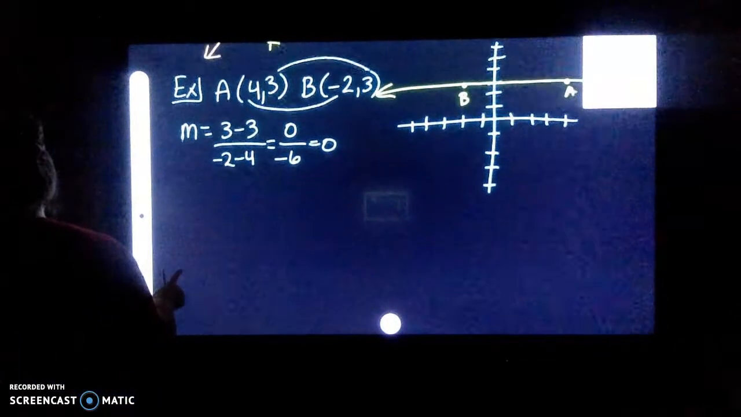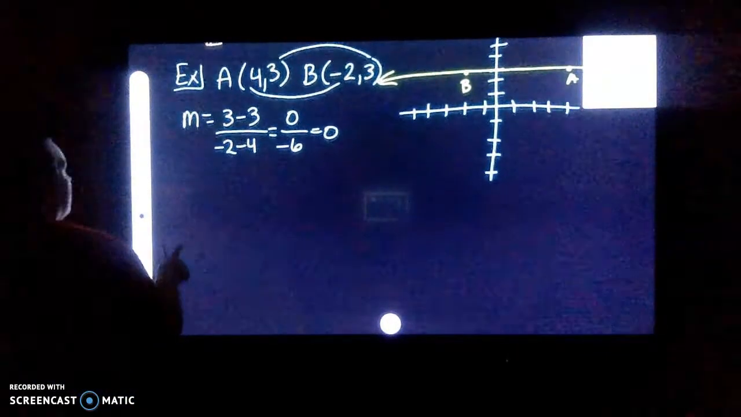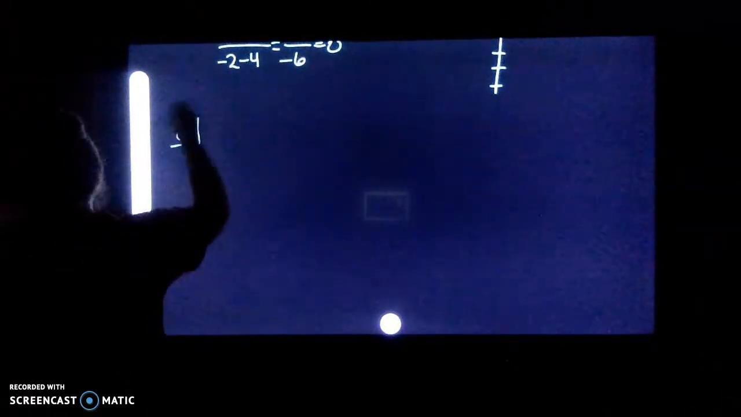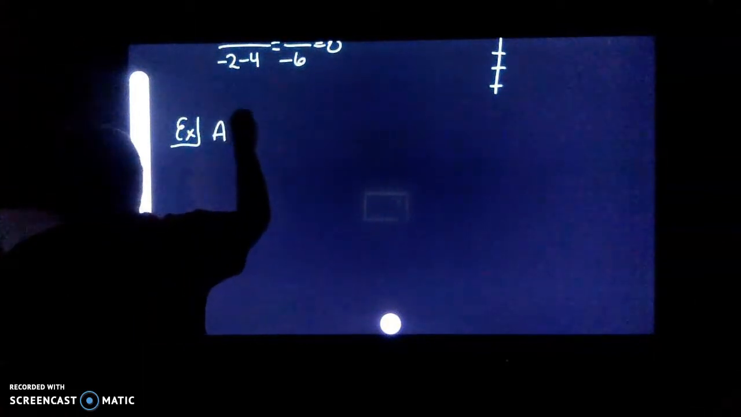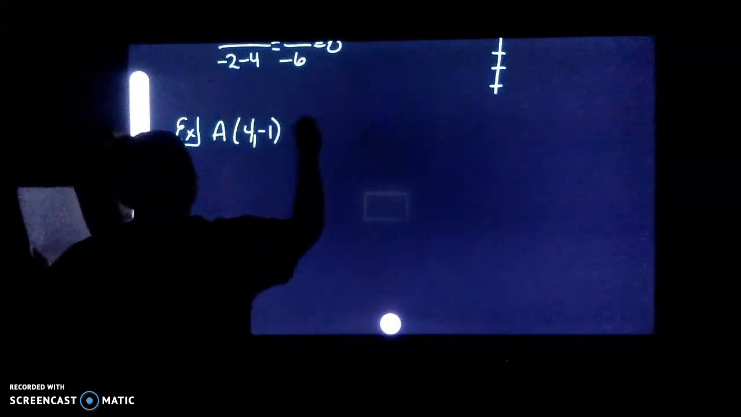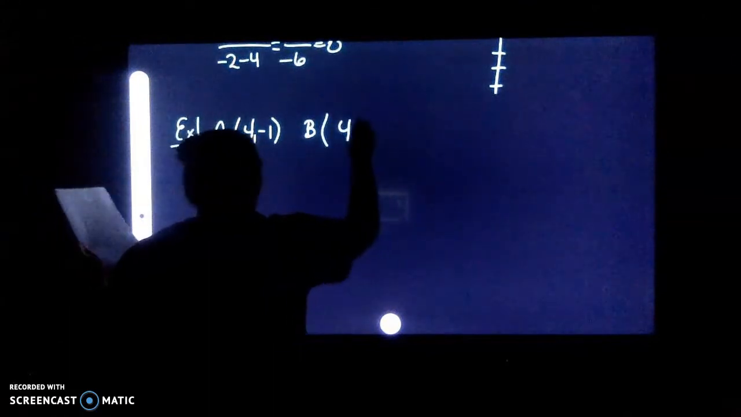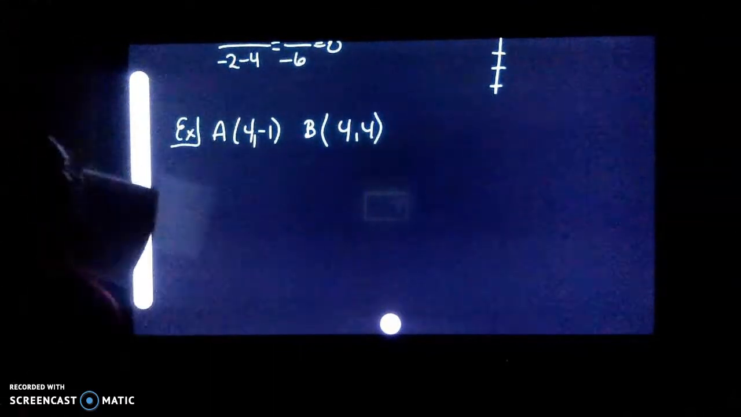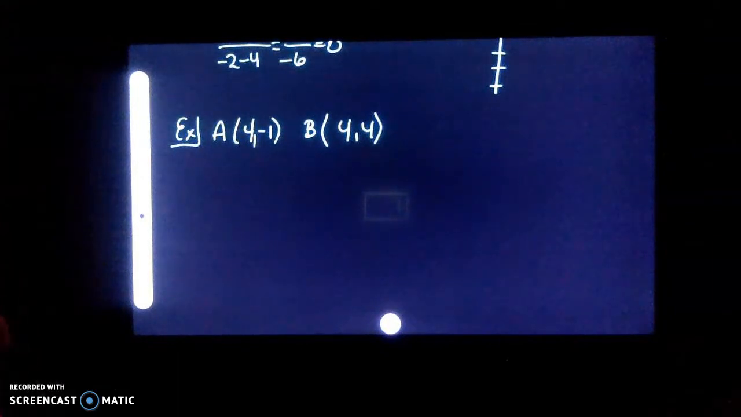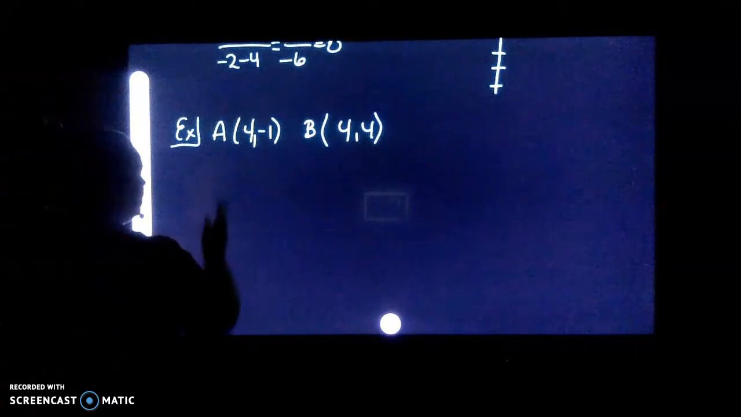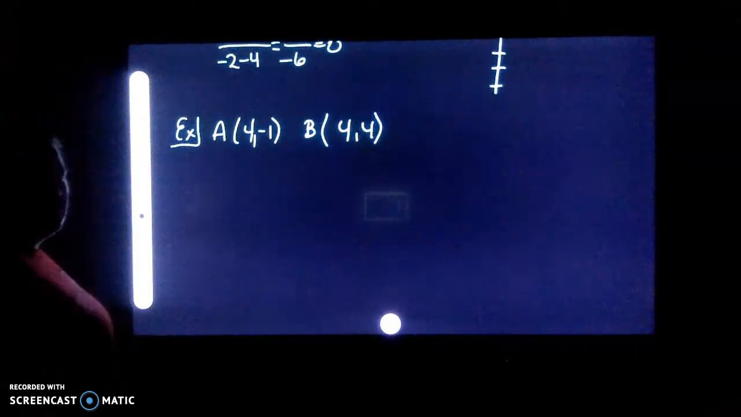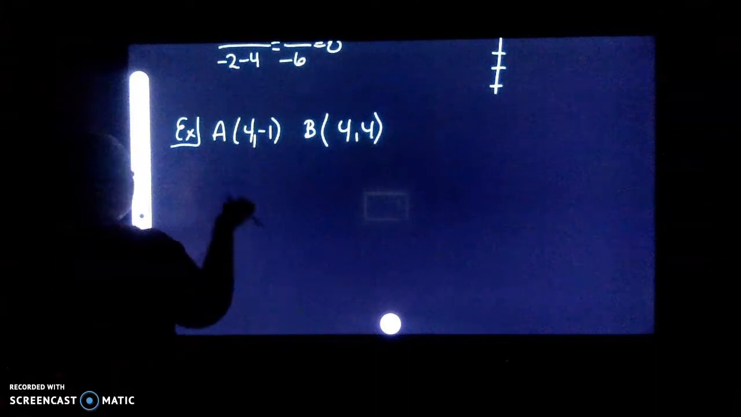One last graphing example with 2 points. This one has the point A, which is (4, -1), and B, which is (4, 4). As I'm looking at this, what do I notice about my 2 points? They have the same x value, which I know means that when I graph it, I'm going to have 2 points at x equals 4, which means it's going to be a vertical line, which will have an undefined slope.